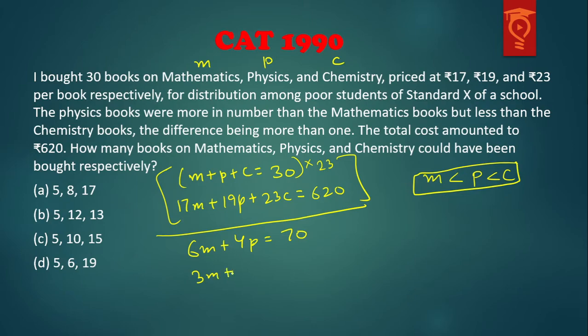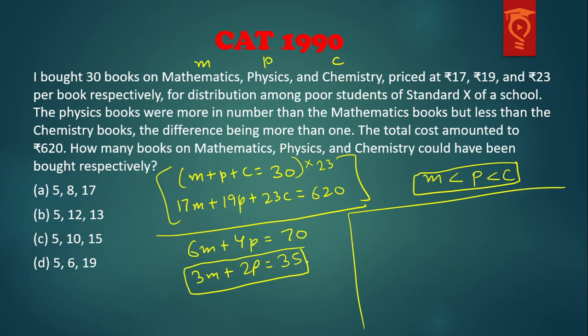3m plus 2p is equal to 35. Now, obviously, we do not have the final solution as yet because there were only two equations and three unknowns, but we have other pieces of information that are going to help us in this. So I'm going to make a table of maths, physics and chemistry books. One pair of maths and physics books I have to just hit and try and figure out from this equation.